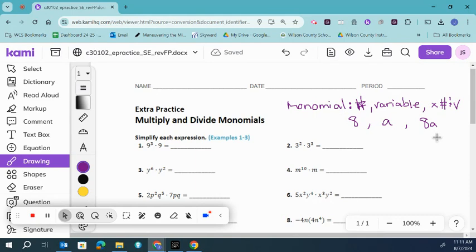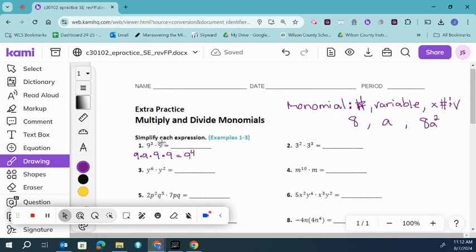They can also have exponents. So 8a squared would also be a monomial. We're going to take a look at what happens when we are multiplying and dividing these types of numbers, specifically with the exponents involved. So we can see here in this first one, 9 to the third power times 9. If I broke this 9 cubed apart, I would have 9 times 9 times 9 times 9, right? Well, this is the same thing as 9 to the fourth power.